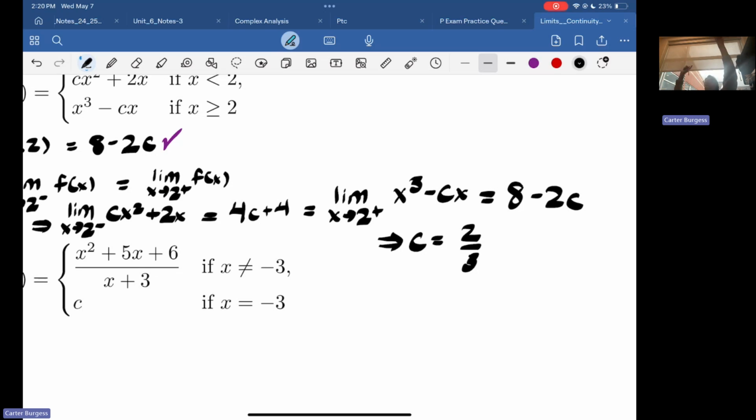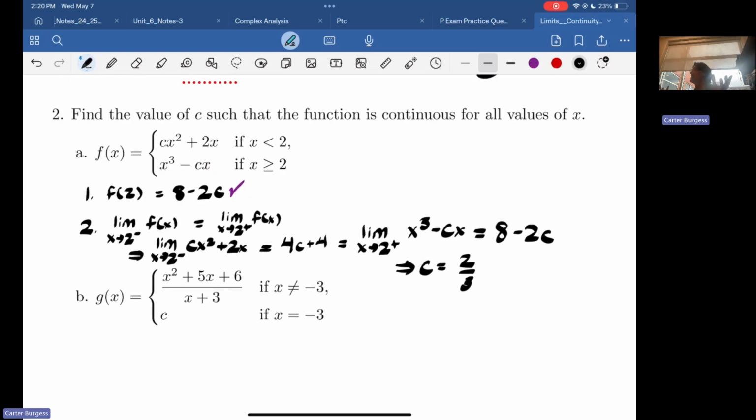Okay, technically speaking, we do have one more thing that we should show to confirm that it is, in fact, continuous. So we've shown that the function exists at that point. We've shown that the limit exists as long as c is equal to 2/3. What's the last thing that we need to demonstrate? So we've shown everything exists. Cool. We have to show that, do they match?